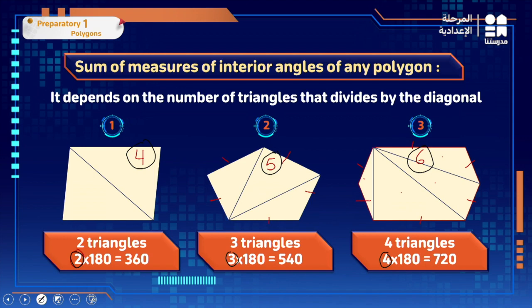So is it a rule? Yes, of course. We can write it like that. Always the number of sides minus 2, then times 180. Now let's watch this video from AKB to be clear for everyone.